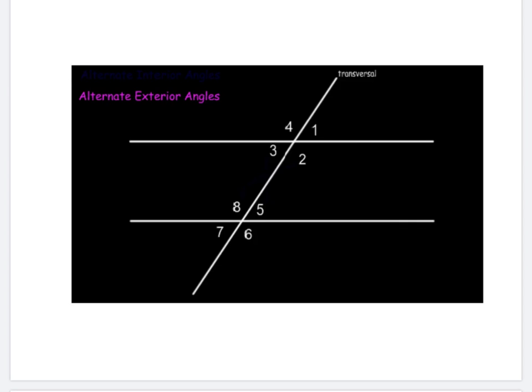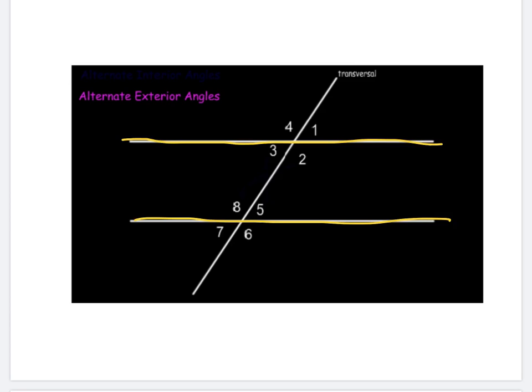Alternate exterior angles are exactly the same thing as alternate interior angles, except if I highlight my parallel lines again here in yellow, the alternate exterior angles are the ones that are on the outsides of the parallel lines. So I'm looking at number 1, number 4, number 6, and number 7 in this particular diagram.